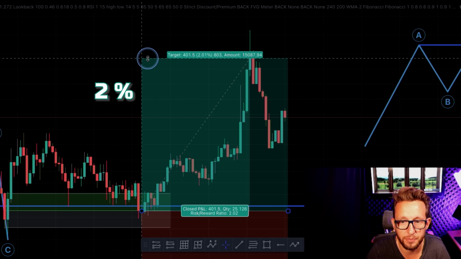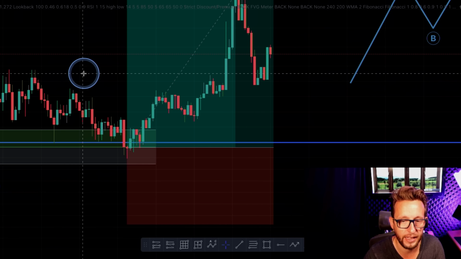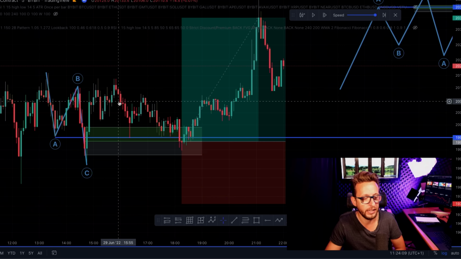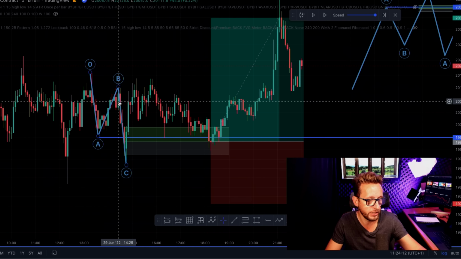We would actually be able to move the stop loss to break even as we're hitting 1%, which I've also back tested manually, and we'll be coding that into the actual strategy itself. So that is a long. Let's go and have a quick look to see if we can find a short.